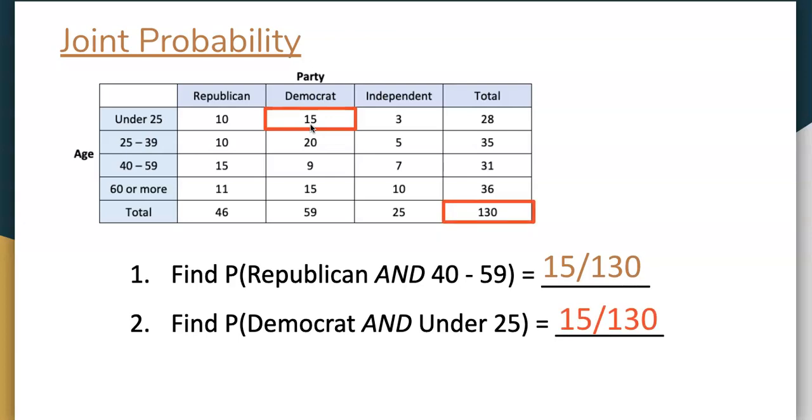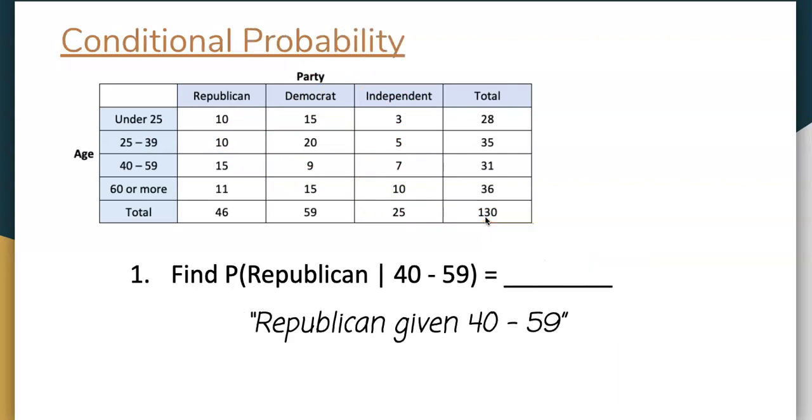Now they happen to come out to be the same. So what we are saying is we have the equal chance of picking somebody who is Republican and in between 40 and 59, or a Democrat and under 25. But they just happen to come out the same. But that's how you do joint probability. We had to use one of these numbers in the table, but still the denominator was still 130. Now, this is the conditional probabilities, the third one.